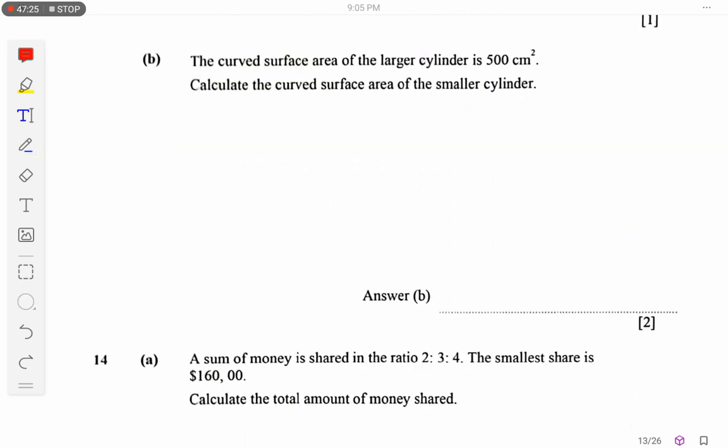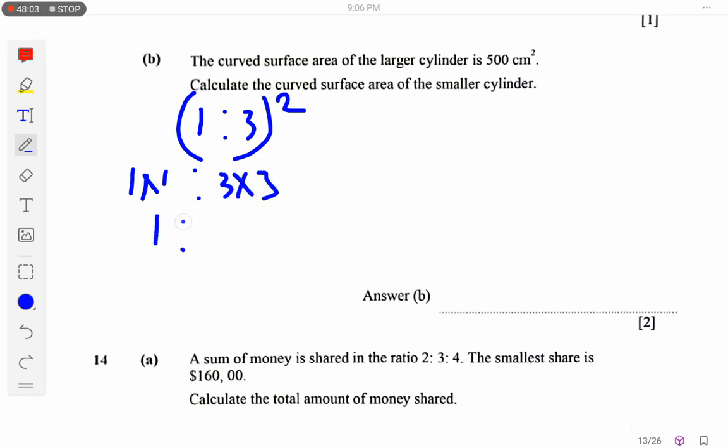Okay, let's move on. This part is saying the curved surface area of the larger cylinder is 500 cubic centimeters. So we are dealing with area now. They say calculate the curved surface area of the smaller cylinder. So we had the bigger and the smaller, and we are looking at the area factor. We said our height factor was 1 as to 3. So when it's area, it's squared. So I have 1 times 1 as to 3 times 3. So we have 1 as to 9. That's the area factor that we have. So we can use this.